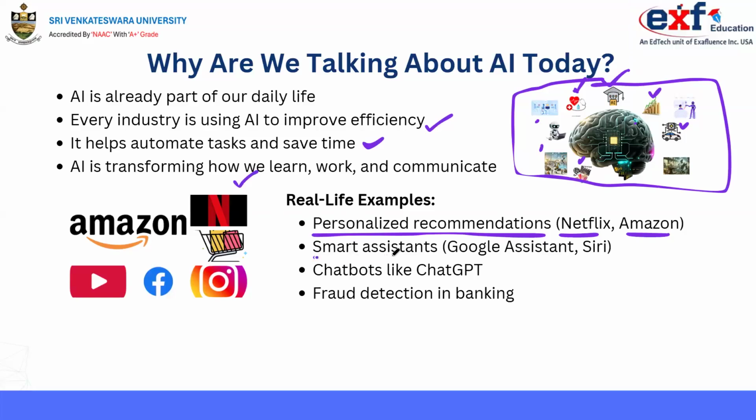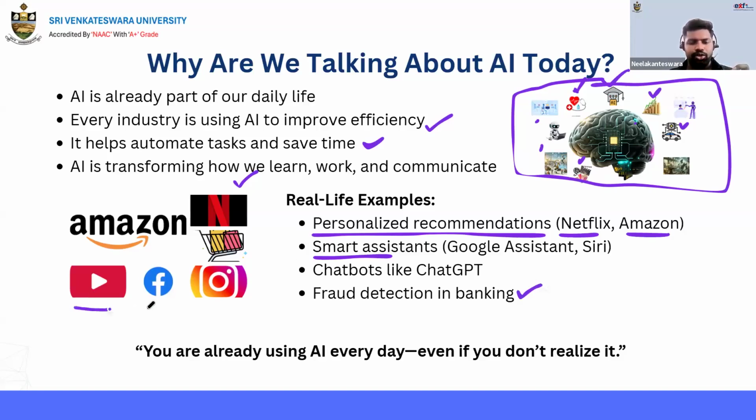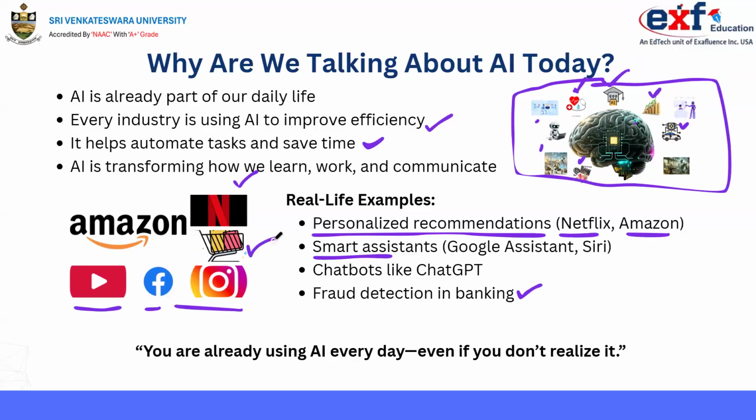Smart assistants, suppose you have Google Assistant or Siri, and chatbots like ChatGPT, are powered by AI only. It is also used in fraud detection in banking, so in finance we also use AI systems. Like YouTube, Facebook, Instagram, or online shopping sites like Flipkart and Amazon, they use AI to suggest recommended products.